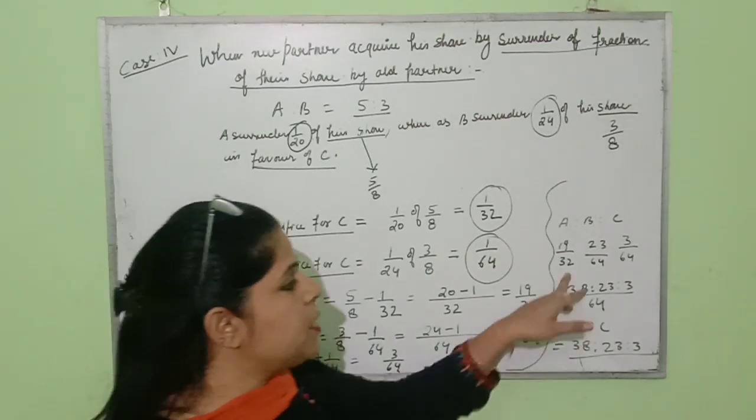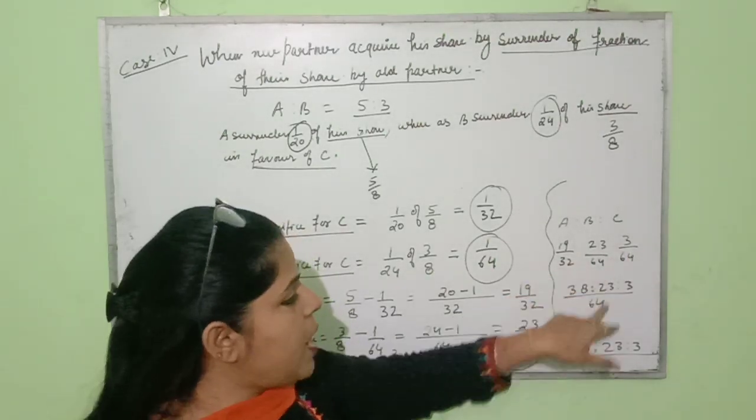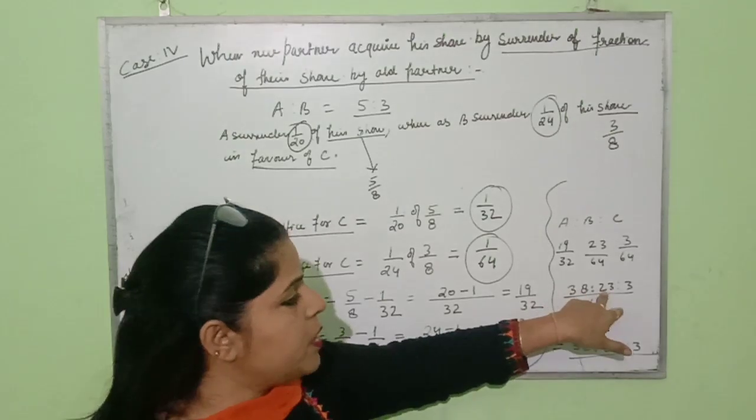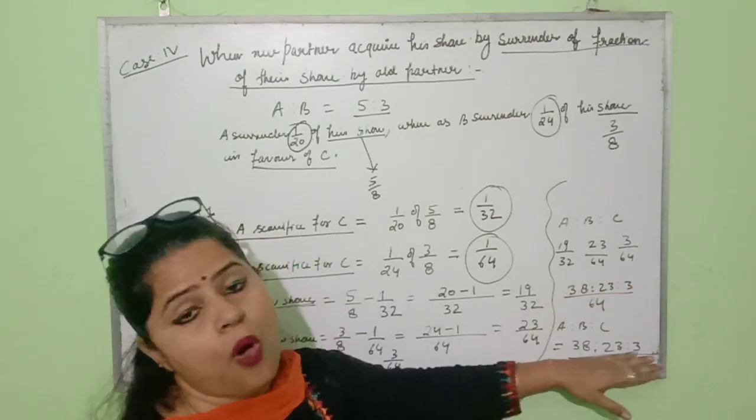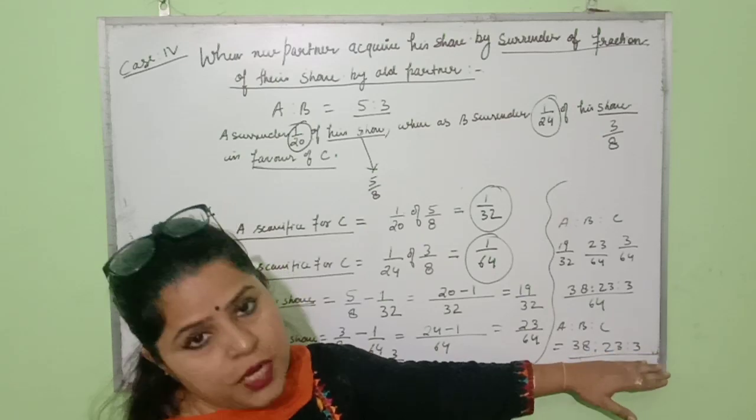Now we'll take the LCM of all these shares. Denominator निकाला, that is 64. 38:23:3. This is the new ratio of the partners, A is to B is to C.